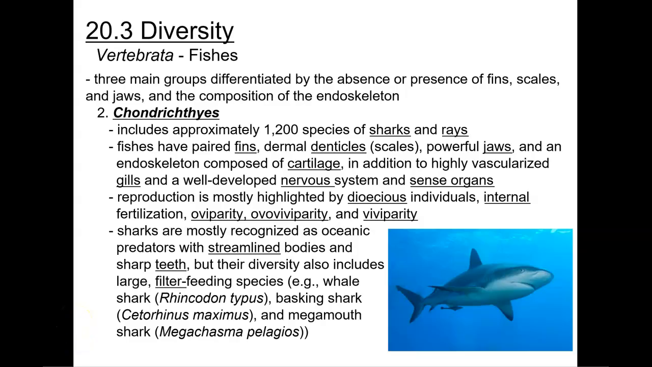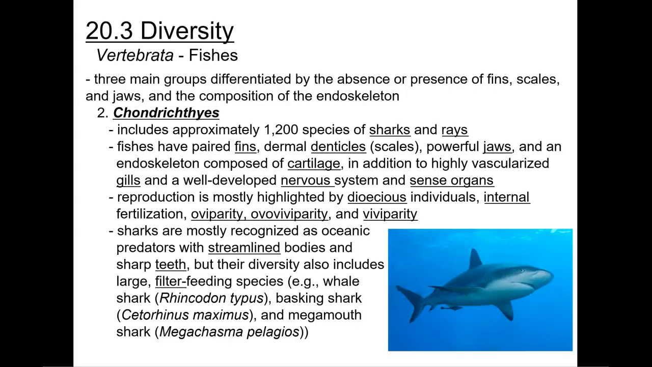Our second group is going to be the chondrichthyes. These include approximately 1,200 species of sharks and rays. Fishes are going to have paired fins, dermal denticles, which are going to be scales, powerful jaws, and an endoskeleton that's going to be comprised of cartilage. Chondra means cartilage, so that's where it goes in with its name. In addition to highly vascularized gills and a well-developed nervous system and sense organs.